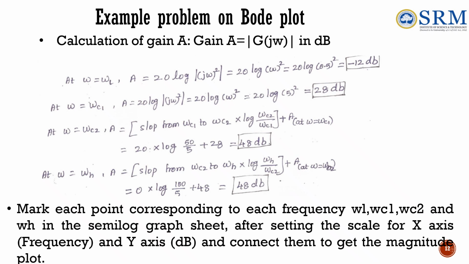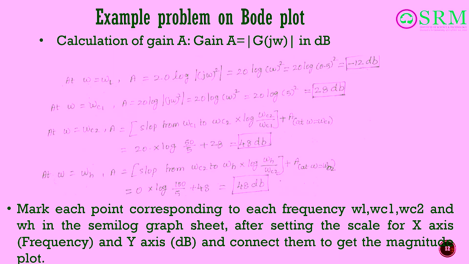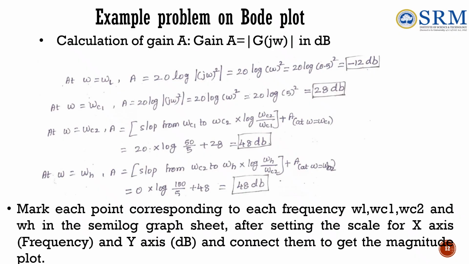So next we are going to calculate the gain for different frequencies. Here we have taken the frequencies ω equal to ωL, ωc1, ωc2 and ωH. At ω equal to ωL, we can calculate the gain A equal to 20 log magnitude of (jω)², which is equal to 20 log ω², which is equal to 20 log 0.5², which is equal to −12 dB. And at ω equal to ωc1 also we can calculate the gain as A equal to 20 log magnitude of (jω)², which is equal to 20 log 5², which is equal to 28 dB.